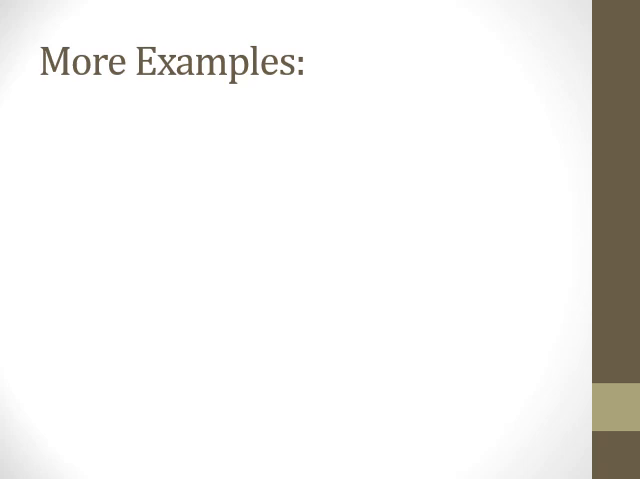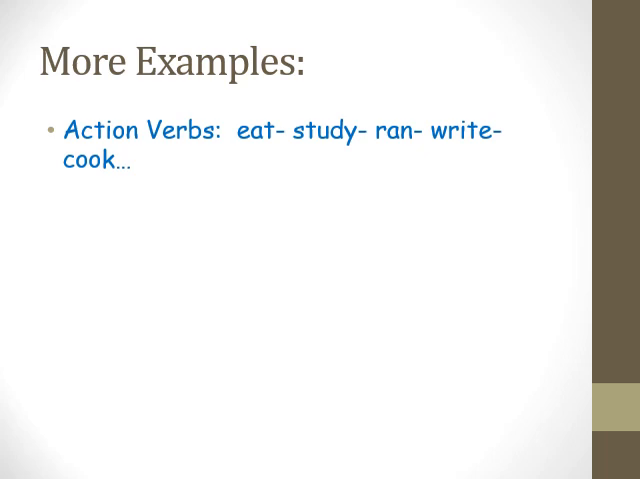Think of the list of actions you do every day. Give some examples. So I have eat, study, ran, write, cook, and plenty more. And more examples on verb to be. What do you know about verb to be? You already know the answer. We have am, is, are, was, and were.